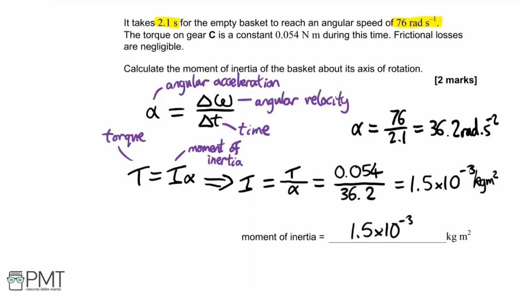Now, in terms of marks for this question, you'll get your first mark for correctly calculating the angular acceleration, and your second mark for correctly calculating the moment of inertia. So 2 marks there.